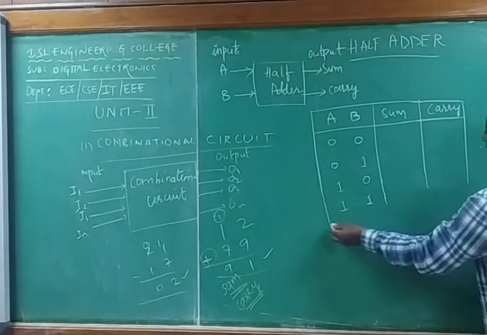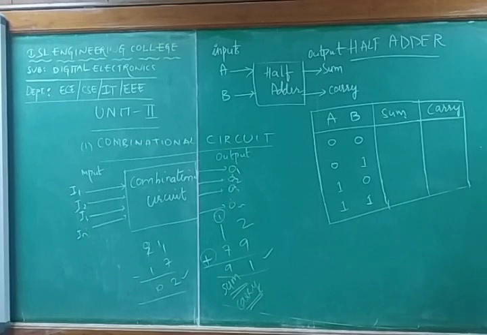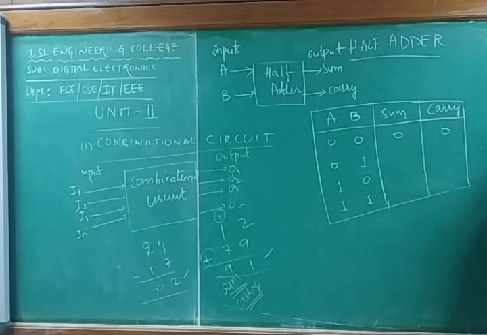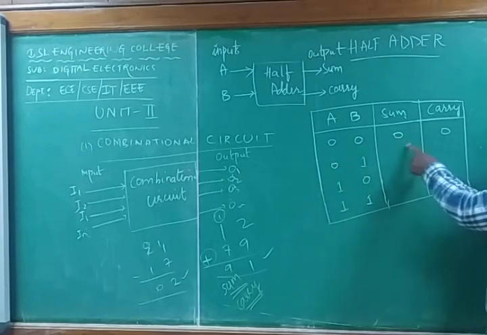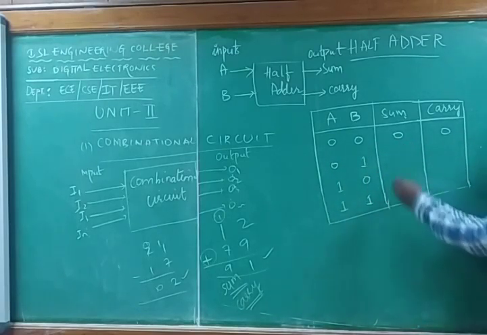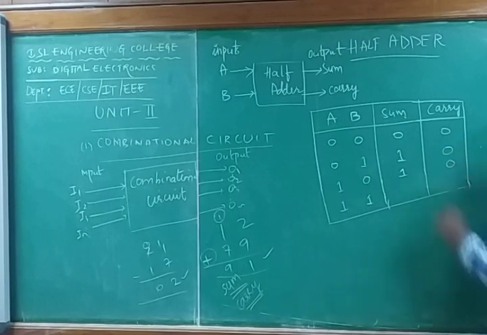So this is the addition of two bits, which I want to perform. First input is 0, 0. Tell me, if you add 0 plus 0, the sum is 0 and the carry is also 0, because we are not getting any carry. Now tell me 0 plus 1. 0 plus 1 would be 1, and there is no carry bit, it is 0. Likewise 1 plus 0 is 1, and we are not getting any carry.